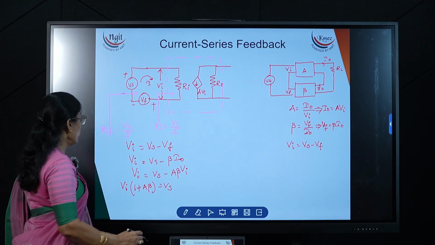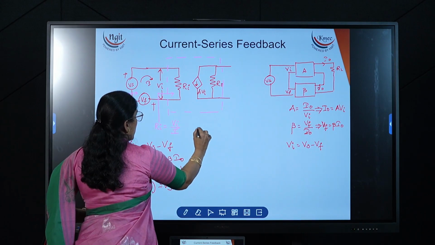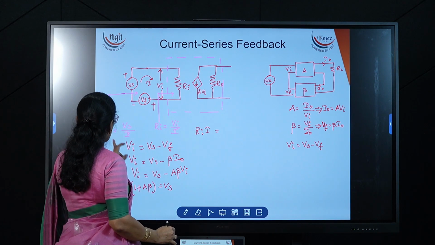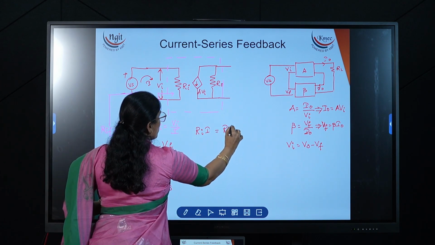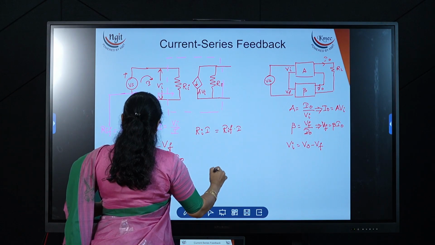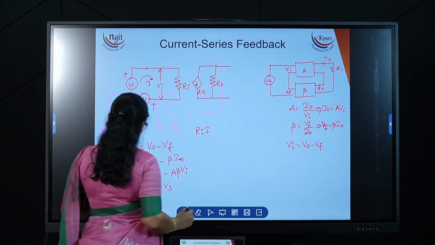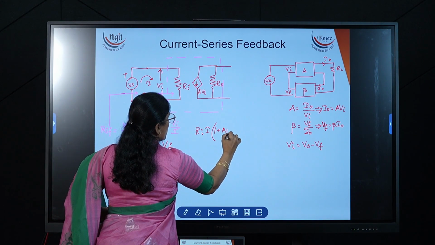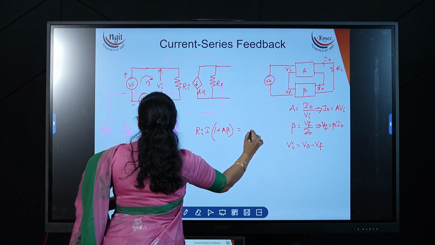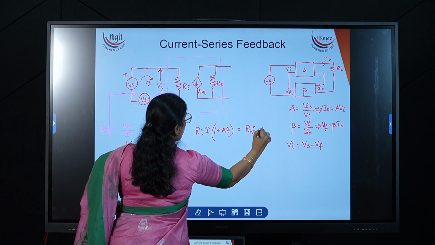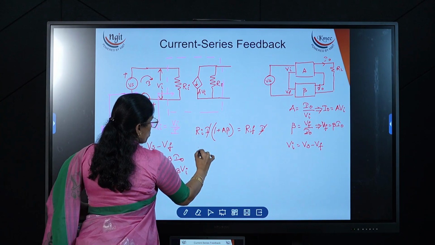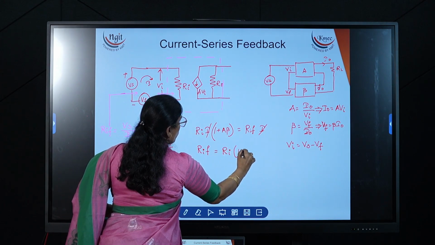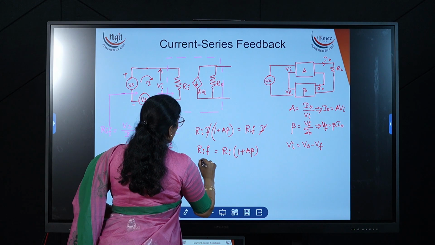Now Vi is equal to Ri into I, and Vs is equal to Rif into I. So Ri into I into 1 plus A beta is equal to Rif into I. I is common on both sides, so cancel it. So we are getting Rif is equal to Ri into 1 plus A beta. So the input is a voltage source.